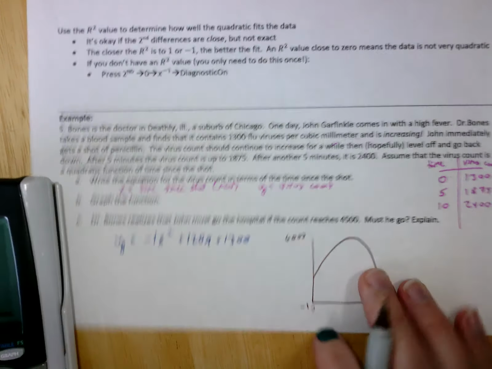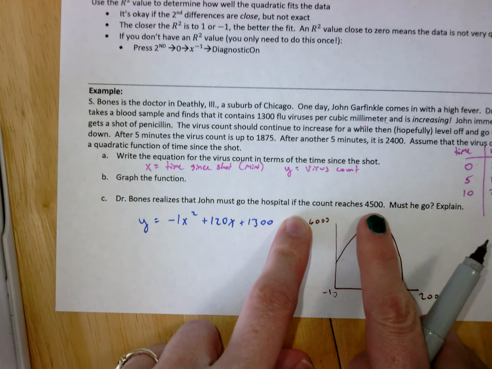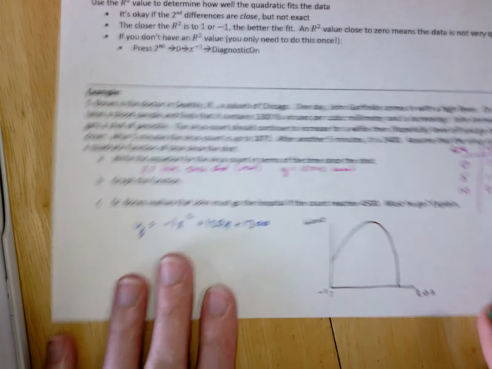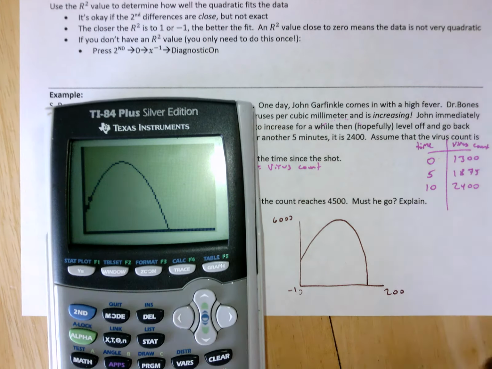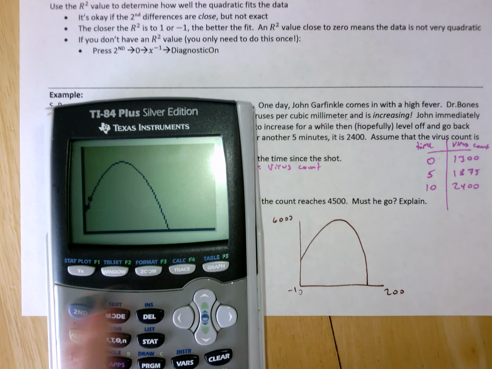Cool. All right, now the question that they're asking us here is, does he need to go to the hospital if the count reaches, or he needs to go to the hospital if he gets up to 4,500. So is he going to need to go? So there's 2 different ways that you can answer this question. Way number 1, since we want to know, is he going to hit 4,500, is to do my vertex, right?